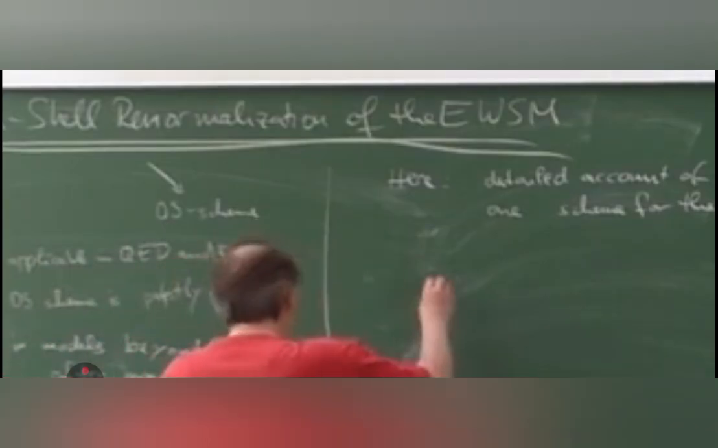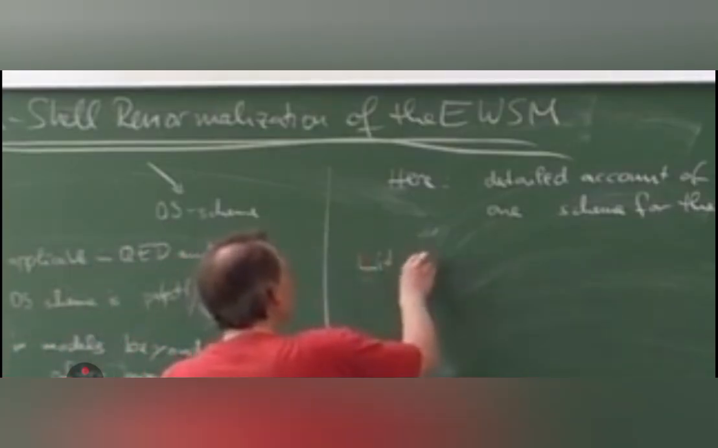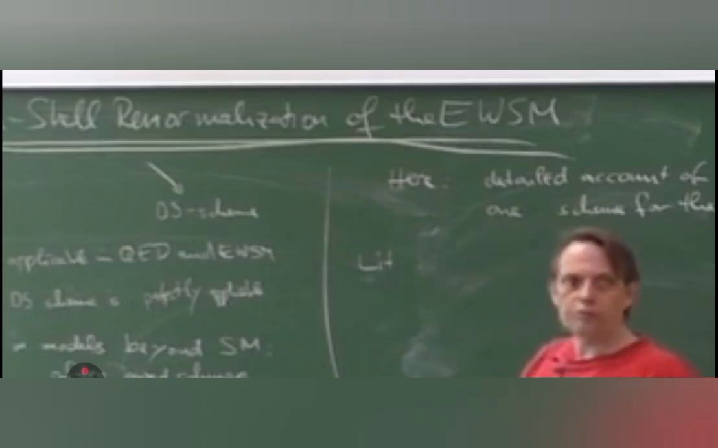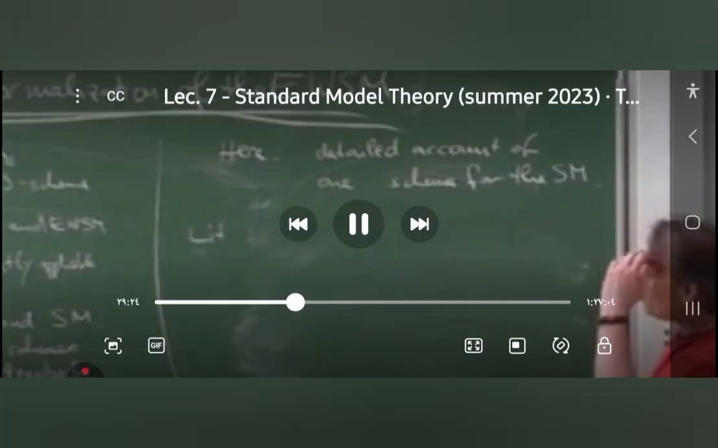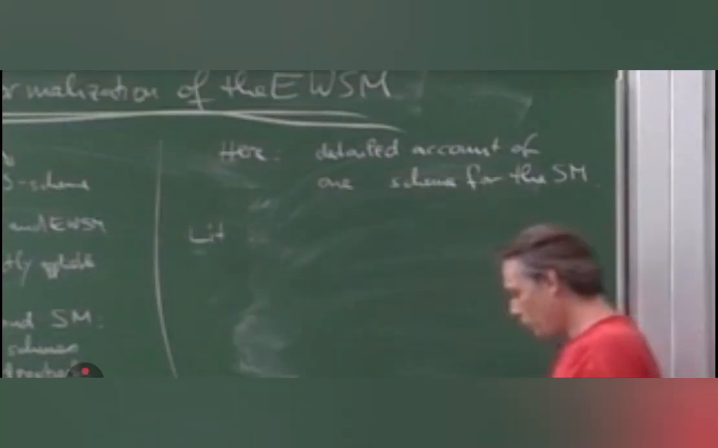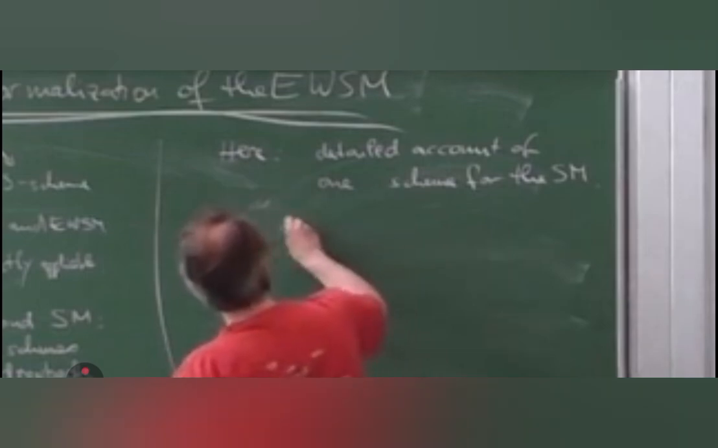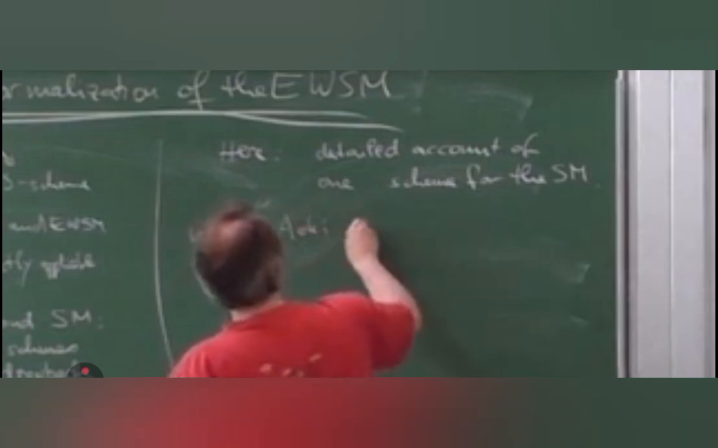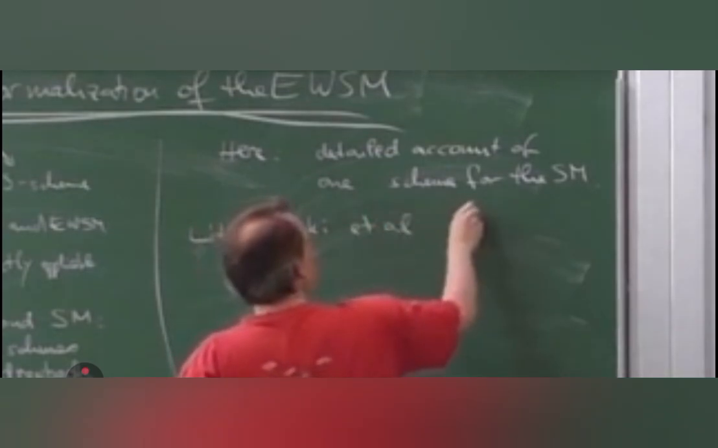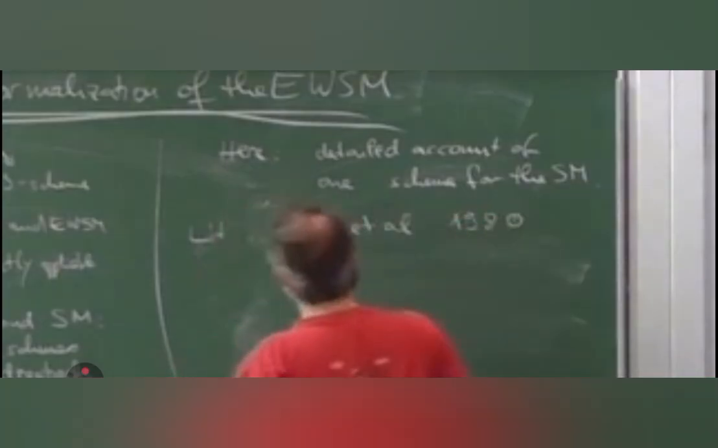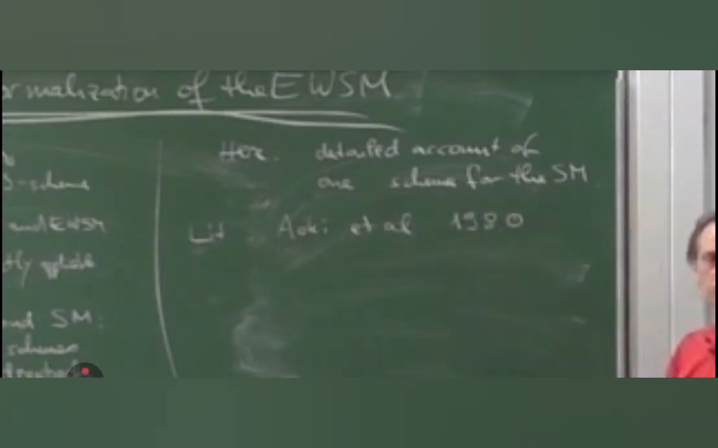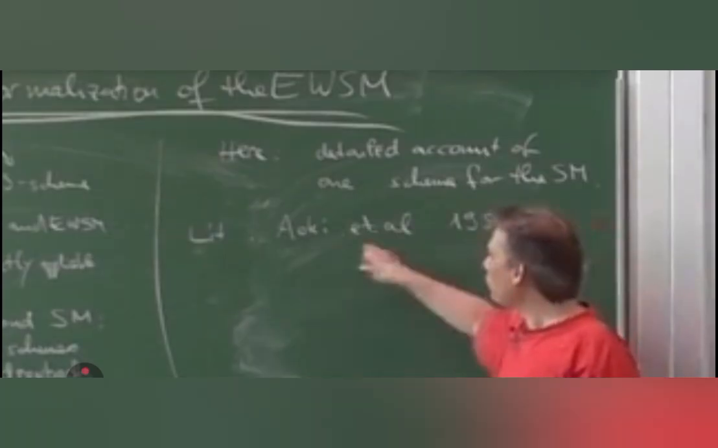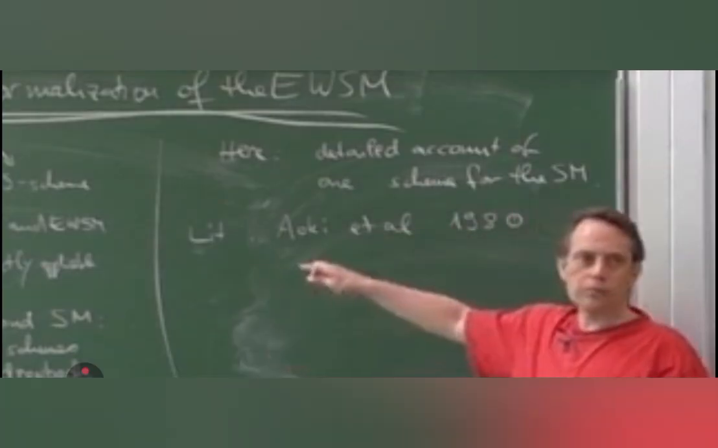So let me give you some literature. There are basically 3 papers which define everything that we do. And the first paper is from Aoki et al. from 1980. This was a very long 100-page or so paper, basically a review on the renormalization of the standard model, where they discussed both the techniques, the necessary proofs, and the practical application.